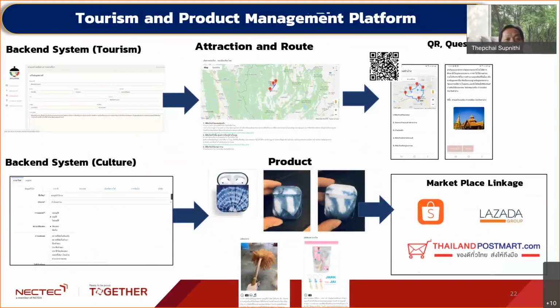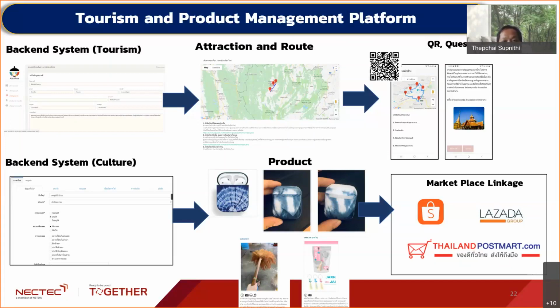For the tourism and product management platform, we also apply this. We have a back end for tourism and culture, and they can make use of it by composing the data that they collect to make attractions and routes, made by the locals. Normally, a tour company tries to make a lot of routes. But we want to pay attention to the locals, what they go to and what they see, because sometimes tourists want to dig inside into where the local people go and what the local people look at.